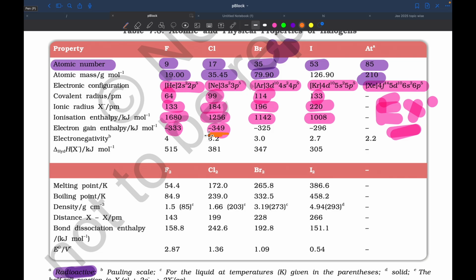Chlorine is the highest. So 333, this comes in the first rank, this comes in the second rank, right? Then it goes to bromine. Bromine is in the third place, and this is in the fourth place, and for the radioactive element astatine there is no validity. Electronegativity according to the Pauling scale, values are given here. Which one is the highest here? The highest one is again chlorine. This you should remember.